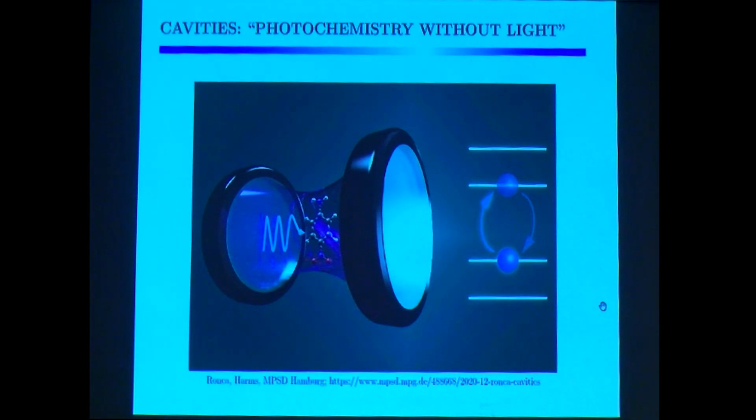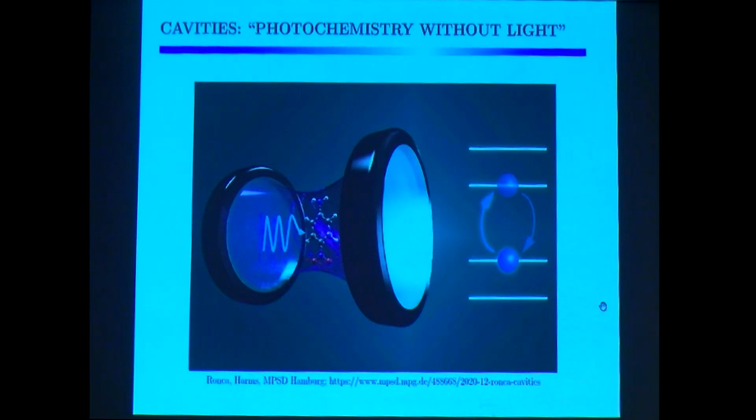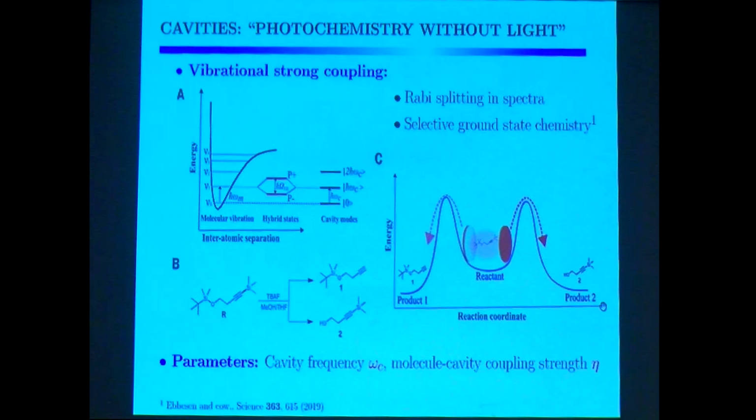So let me come to the last example I wanted to show you. This is photochemistry, perhaps without photons, of molecules in a cavity. A cavity can be realized in different ways. A simple one is simply that one takes two mirrors, silver mirrors or whatever, and puts a molecule inside, usually in solution. And what happens then is quite interesting.